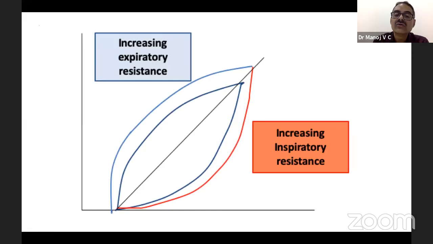Now, the pressure volume loop can also tell us if the resistance is increasing. If secretions are increasing and resistance is increasing, the width of the compliance loop increases, and you will find that there is some beaking also happening. So increasing inspiratory resistance will result in increasing width here, and increasing expiratory resistance will result in increasing width here. Usually you find this one increasing because of secretions. This is more of a specific problem, like the tube getting blocked or something, and the pressure is not delivered or something like that.